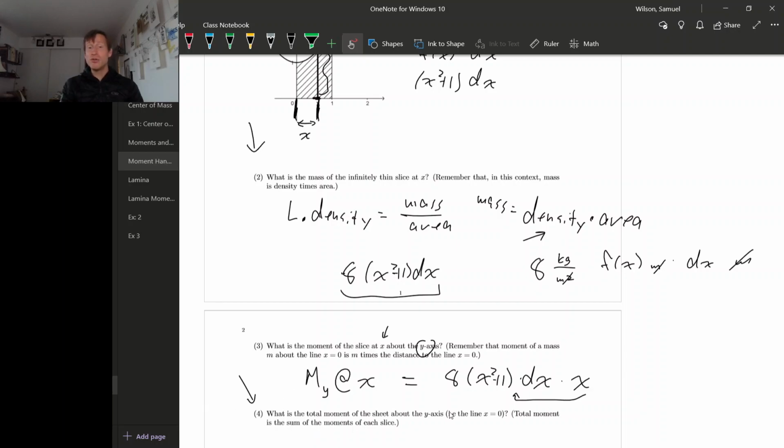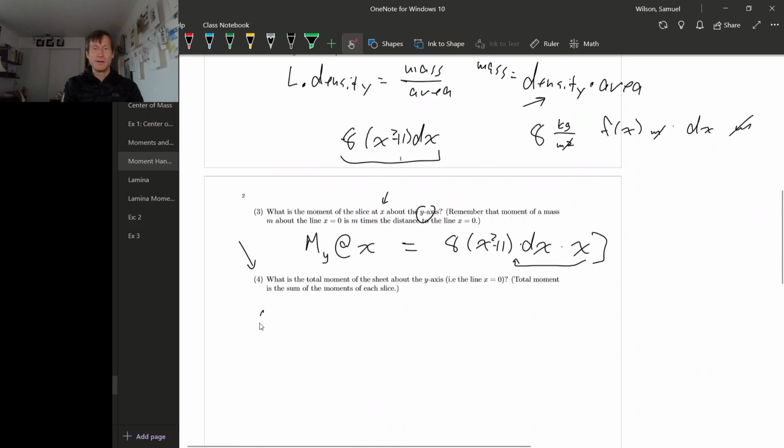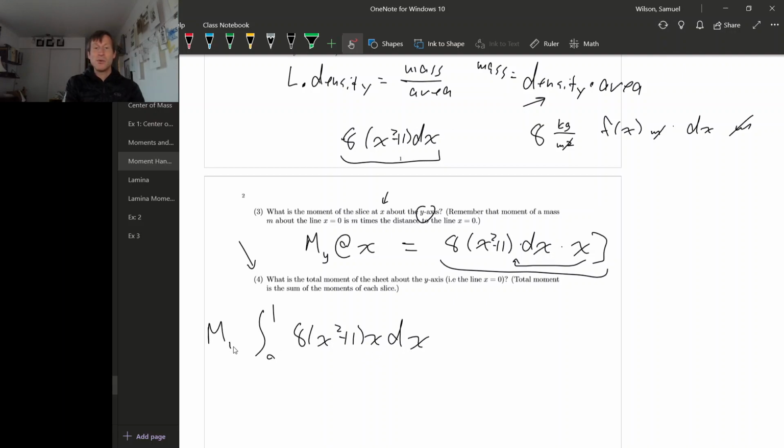Okay, so to find the total mass, or I'm sorry, the total moment of this sheet about the y-axis, all we need to do is integrate the expression that we got for whatever the appropriate bounds are. And if you look at this region, it looks like it is going from x equals 0 to x equals 1, so we should integrate from 0 to 1. And we're going to integrate this moment, so 8 times x squared plus 1 times x dx. And this will tell us the total moment about the y-axis for the entire sheet up there, the lamina.